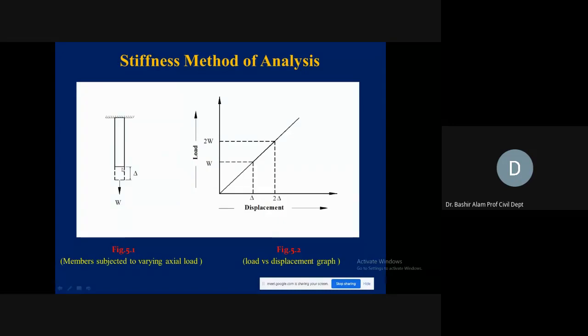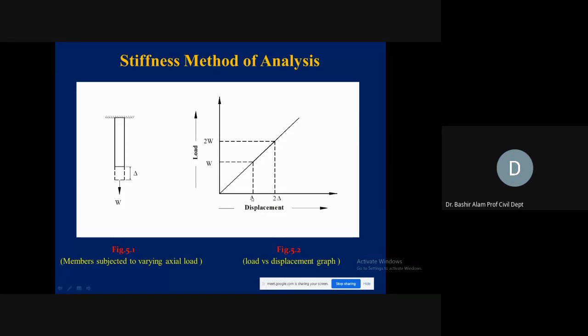with W. Now, as W increases, the delta increases. How do we show it on the graph? Along the x-axis, we draw the displacement. Along the y-axis, we draw the W. So at W, we have delta displacement, but when it is 2W, it becomes 2 delta. It is proportional. Now, the slope of this line, which will be simply vertical divided by horizontal, is simply this angle theta, where tangent theta will be equal to W divided by delta.